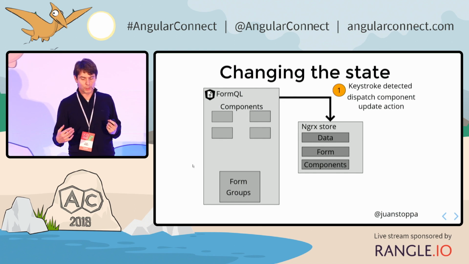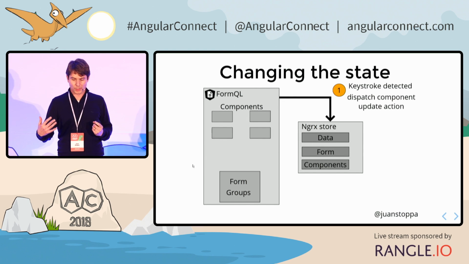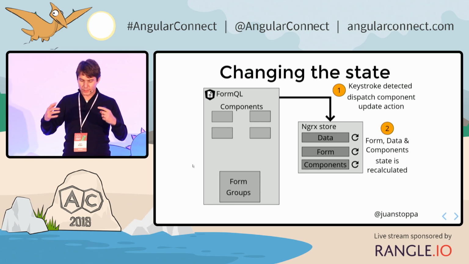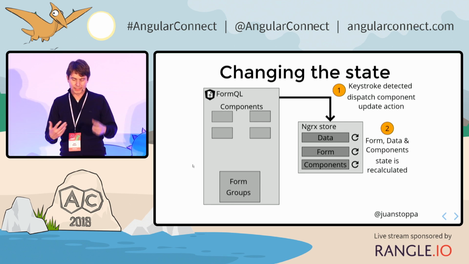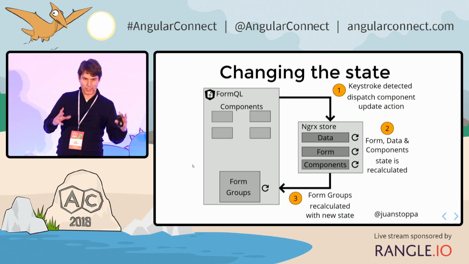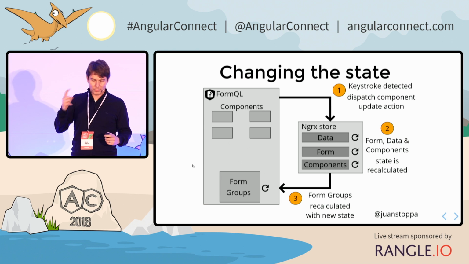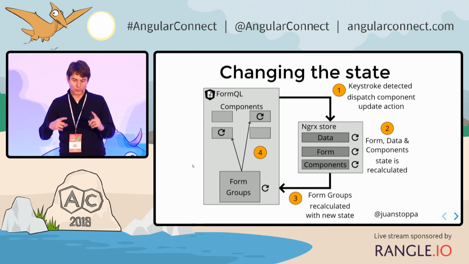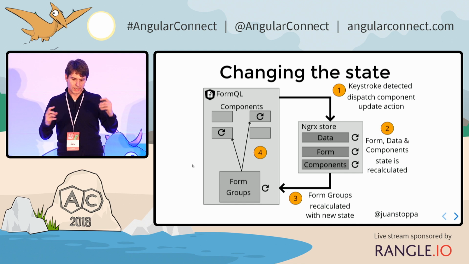The same happens with changing the state. A keystroke is detected, or it could be a drag and drop, and then the store revalidates or recalculates the state. A new state is sent back into the FormQL component. The form group again recalculates the state and sends a notification to only the component that we want to modify.